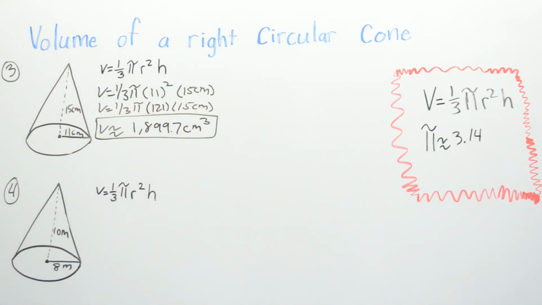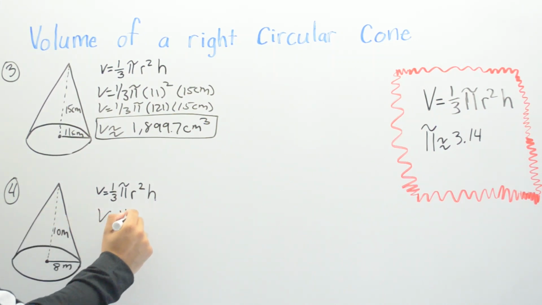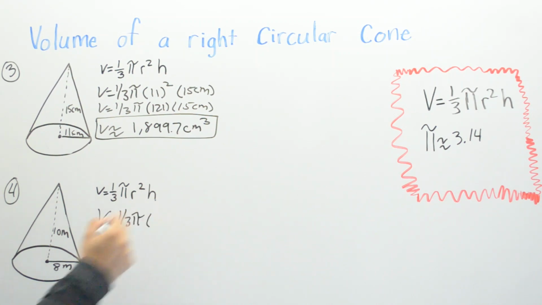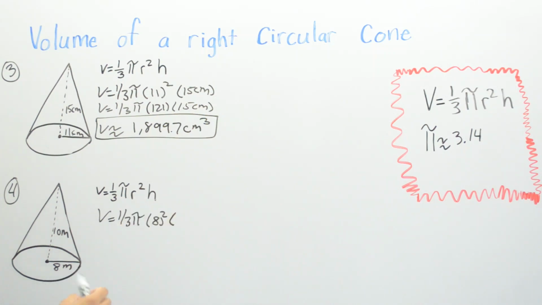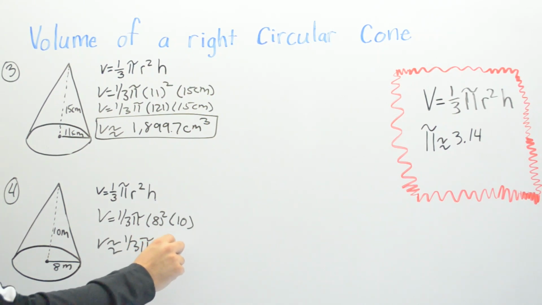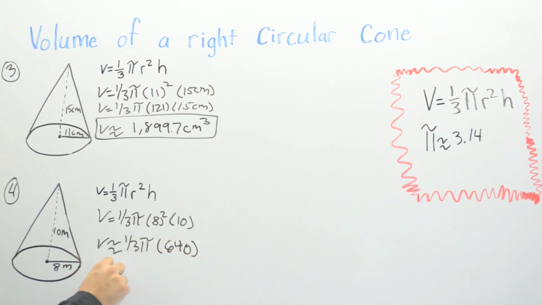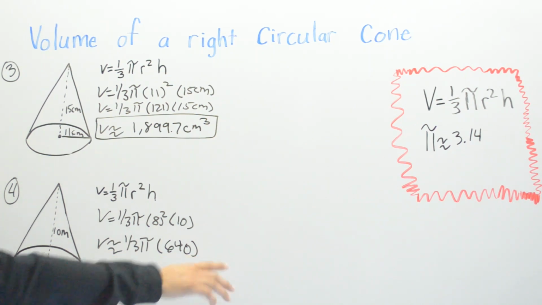So for number 4, we're going to do the same thing. V equals 1/3 pi. Our radius is 8 squared, and our height is 10. Okay, so I have V equals, I know right away that I can go 1/3 times pi, 8 times 8. 8 times 8 is going to be 64, times 10 is going to be 640. Then V is about, then I do all this, solve it.